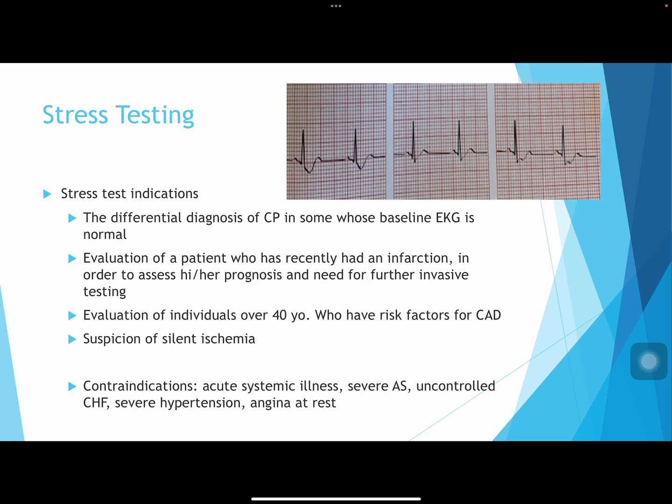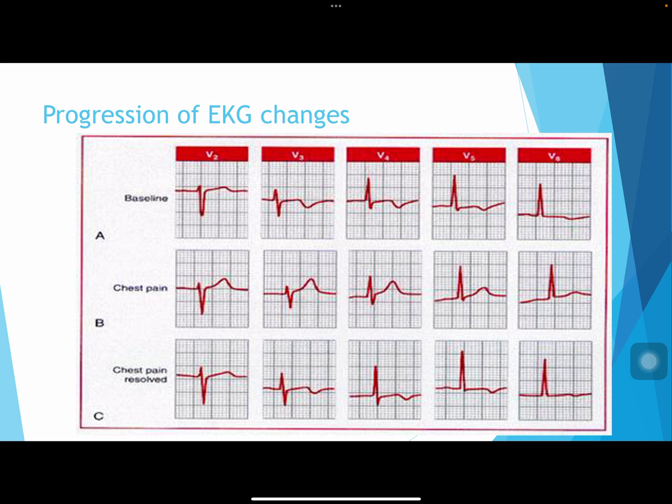So let's see here. Here on the images, you look at image number 1, and you see that down-sloping ST depression. That's on the first image all the way to the left. Number 2, the middle one, you see an upsloping ST depression. And then on number 3, you see a horizontal depression.